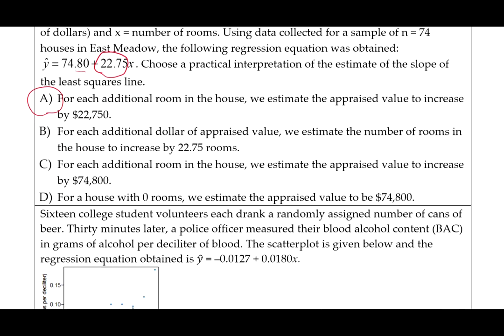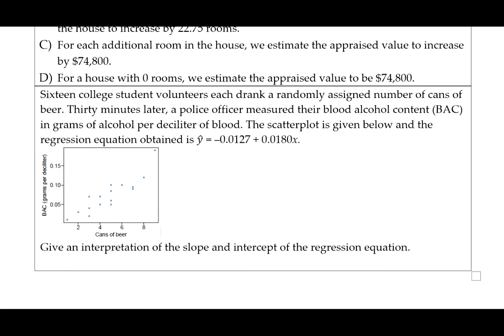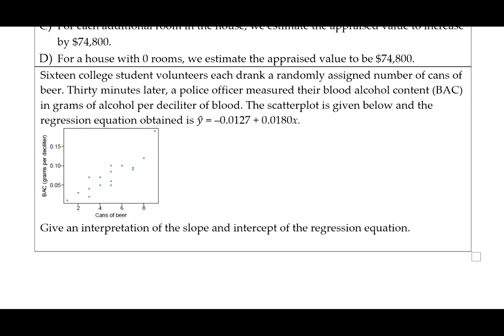This next example will let us interpret both the slope and the intercept. 16 college student volunteers each drank a randomly assigned number of cans of beer. 30 minutes later, a police officer measured their blood alcohol content, or BAC, in grams of alcohol per deciliter of blood. The scatter plot is given below, and the regression equation obtained is y hat equals negative 0.0127 plus 0.0180x. Give an interpretation of the slope and intercept of the regression equation.